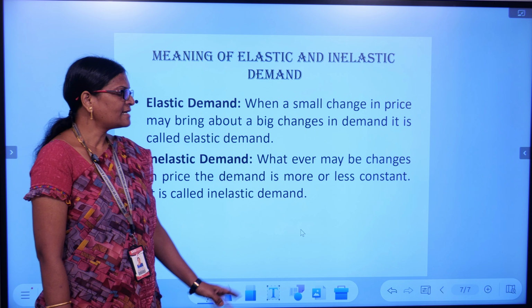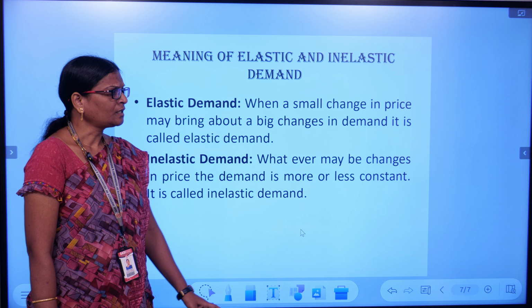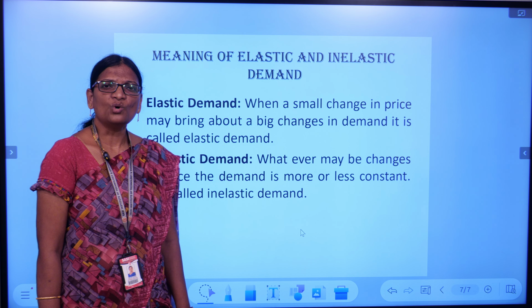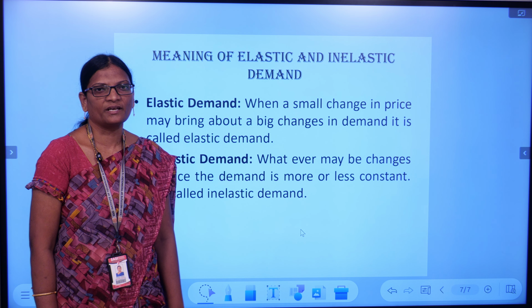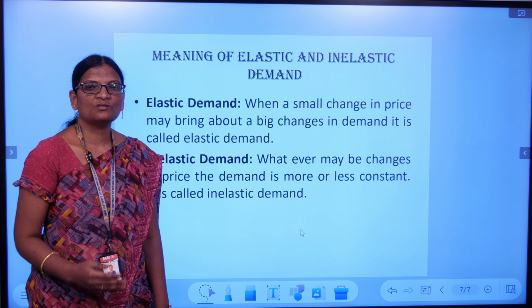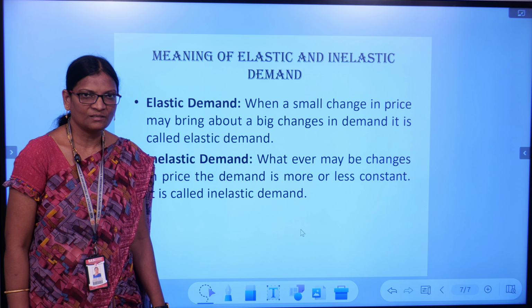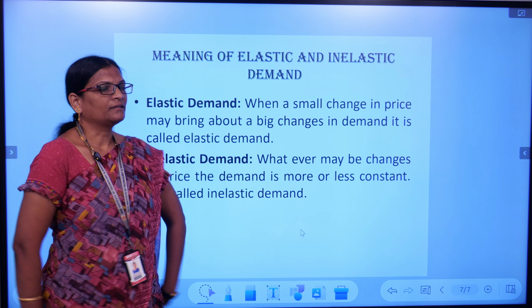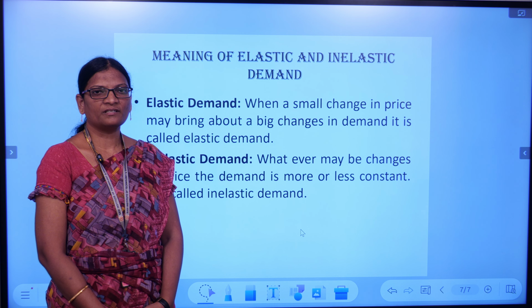Next, inelastic demand means whatever may be the change in price, the demand is more or less constant here. So demand won't change according to the changes in price. Even though the price increases or decreases, the demand will be constant. That is called inelastic demand. That means any changes do not influence the demand of a certain product.